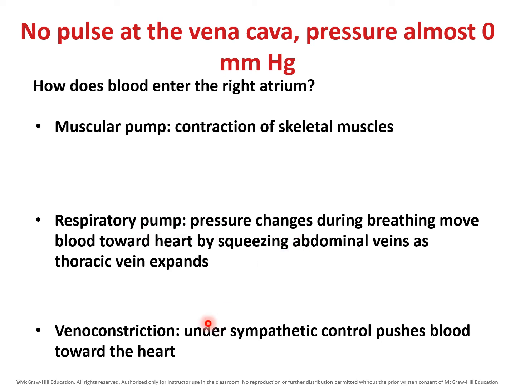And then we have venous constriction. Veins also have elastic fibers and smooth muscles, which are under the control of the sympathetic nervous system, which allows the blood to move towards the heart, right? So they are pumped involuntarily and moved towards the heart.